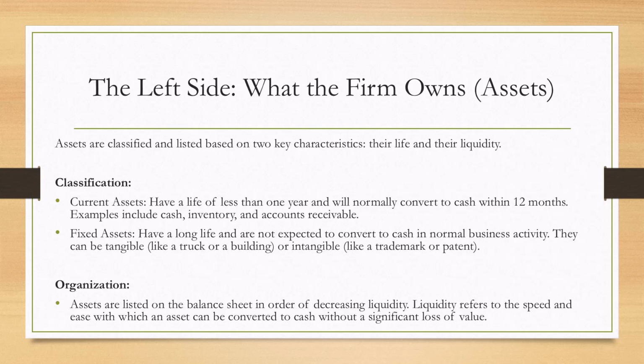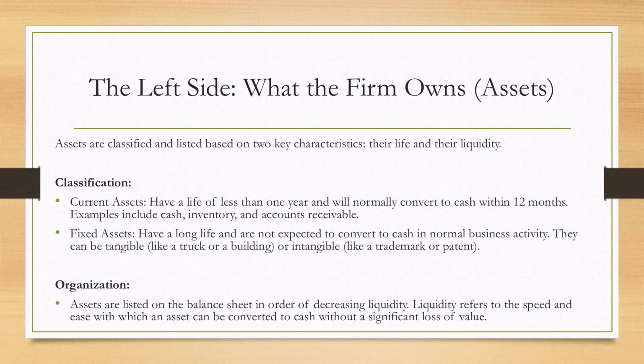Let's take a closer look at the left side of the balance sheet, the assets. Assets are classified and listed based on two key characteristics, their life and their liquidity. In terms of classification, we have current assets, which have a life of less than 1 year and are expected to convert to cash within 12 months. Examples include cash, inventory, and accounts receivable. We also have fixed assets, which have a long life and are not expected to be converted to cash in the normal course of business. Fixed assets can be tangible, like a truck or a building, or intangible, like a trademark or a patent.